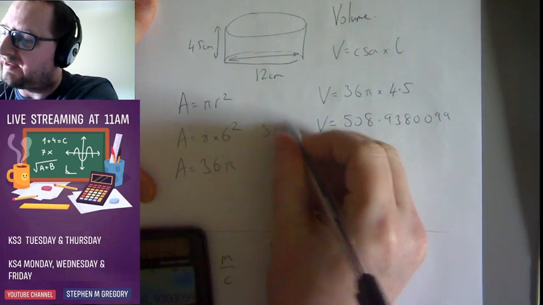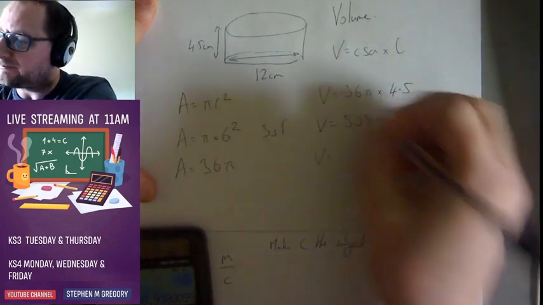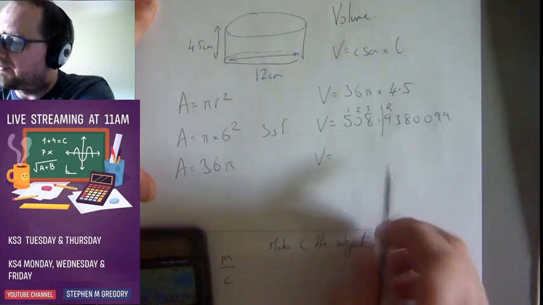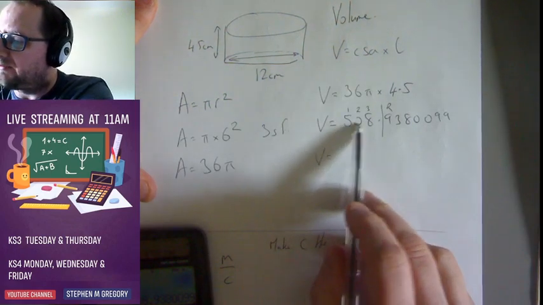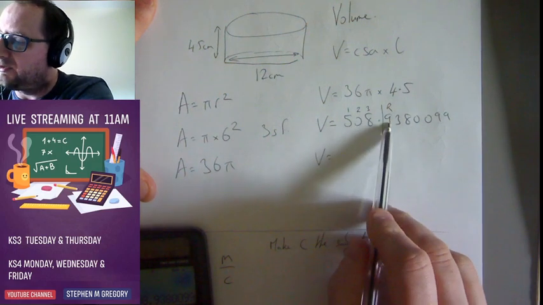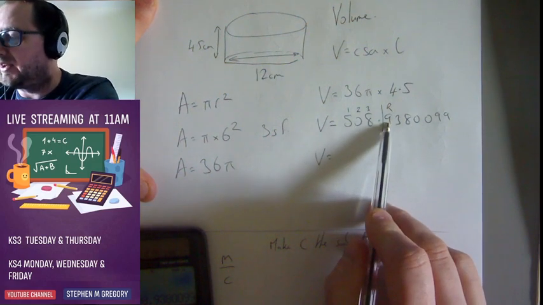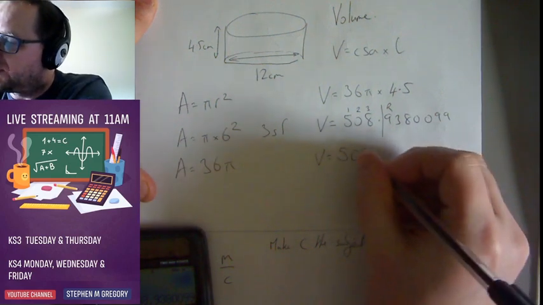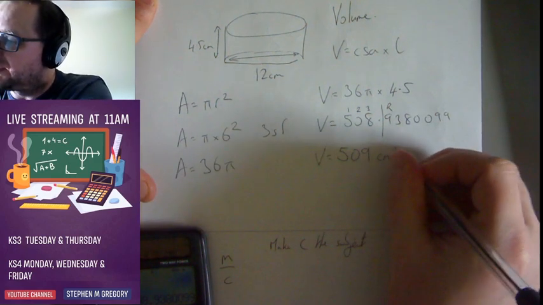I should have said that we were going to do that. So 1, 2, 3, and the rounded number. So 508 or 509. Again, the rounded number makes the decision for us. The rounded number is larger than 5, therefore we round this number up to 509 centimeters cubed.